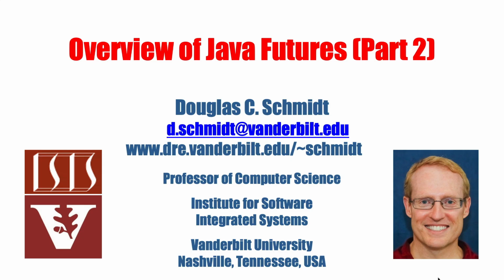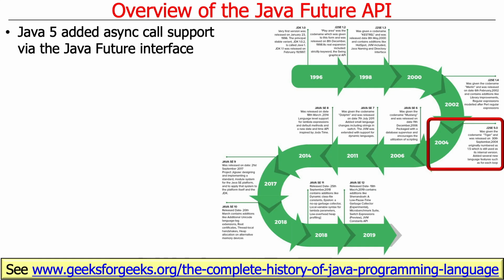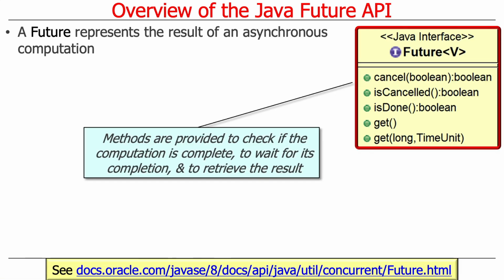So now that we've talked a bit about the human-known use of futures, let's go into more technical details and talk about the methods that are defined in the Java Future interface. Futures were added to Java in Java 5, which came out in the 2004 timeframe. It's hard to believe that was 20 years ago. If you look at the Java timeline, this goes up to 2019. There's been a bunch of other versions since that point, but this is when things came out for Java futures. A future is a proxy that represents the results of an asynchronous computation.